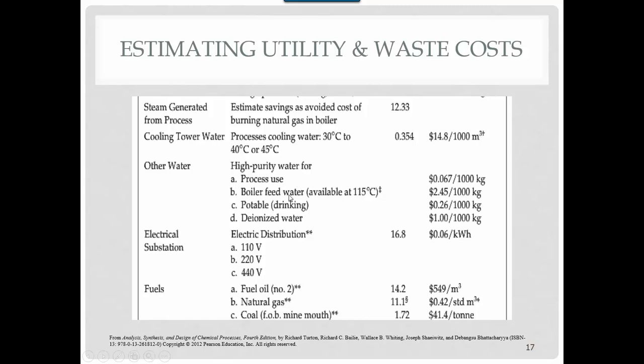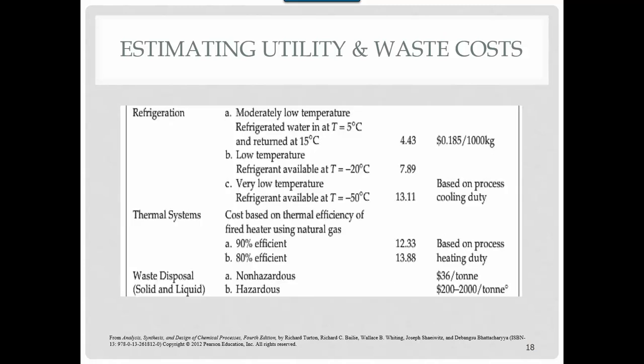Cooling water, other kinds of water, if I'm using it for a process or whether I'm using it for boiler feed water, remember that's going to have to be treated. If I'm using drinking water, do I need DI water? And then electricity, I'm going to have an electrical distribution system within my plant. And so the relative cost of that and the various fuels. And these were all based on, I believe, $2,009. I think it says at the end.